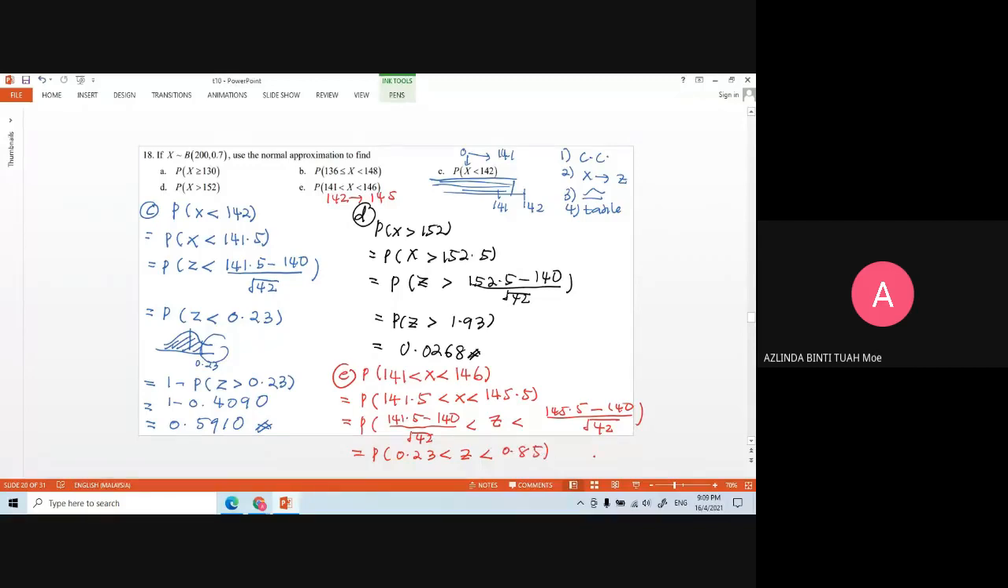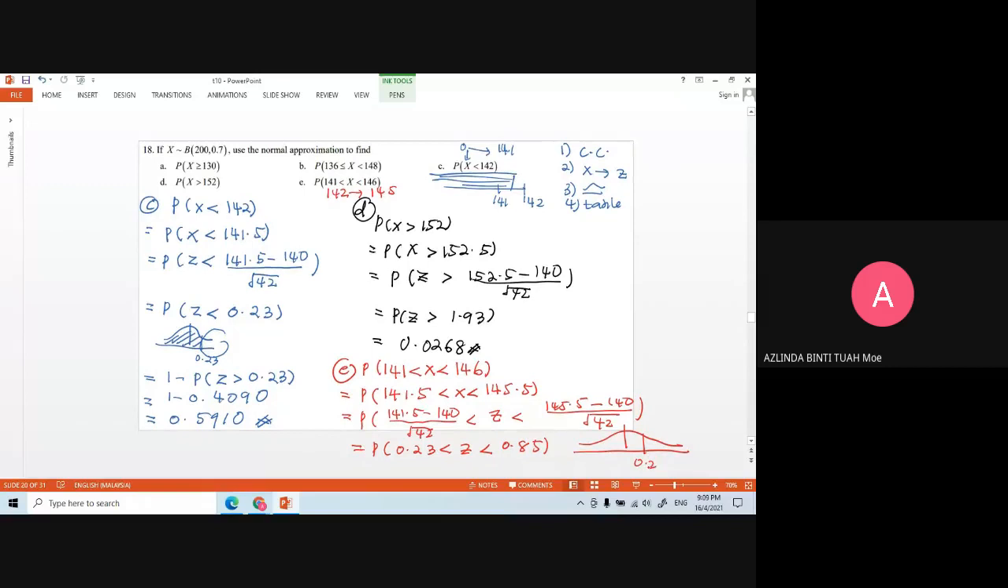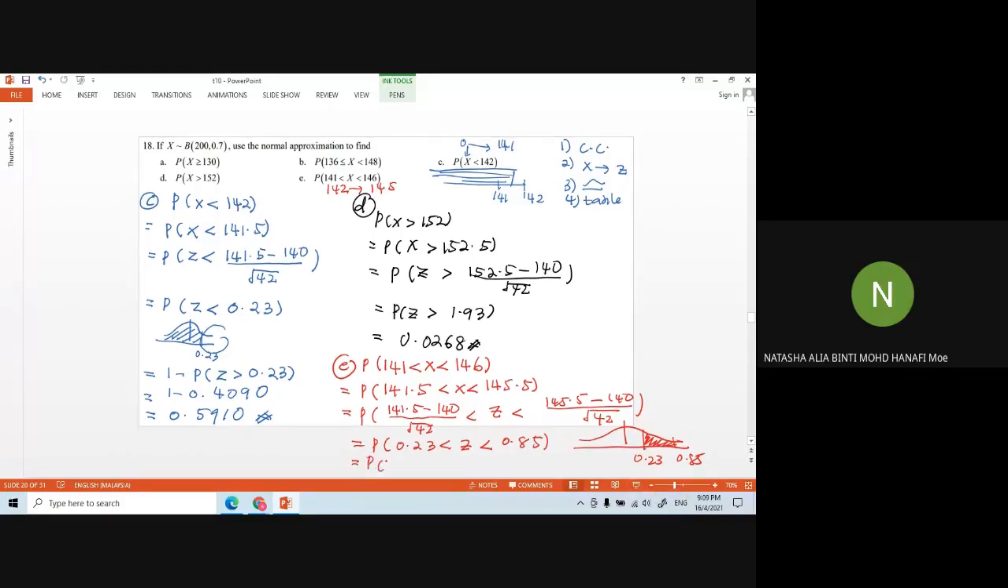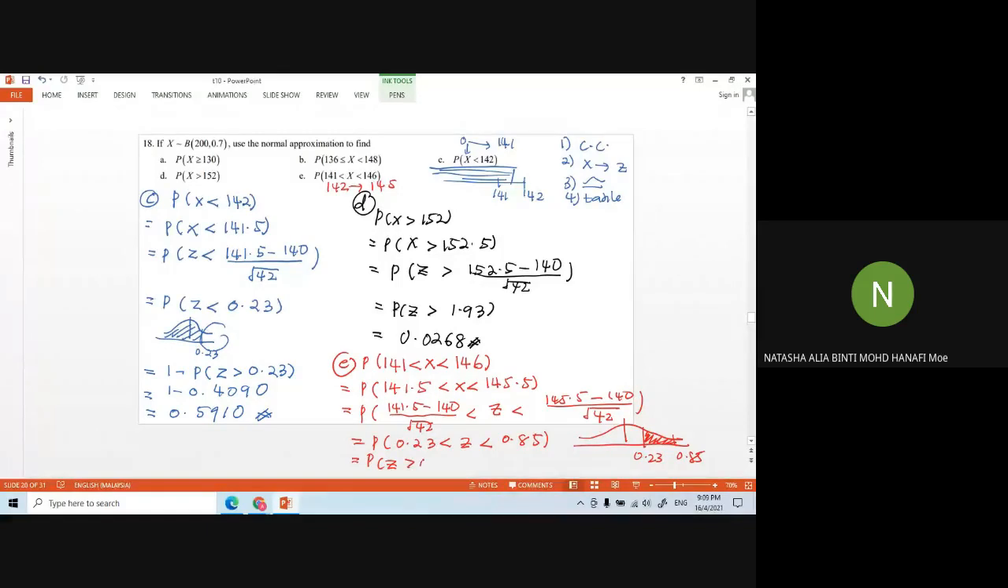Okay. Next, we draw the bell shape. Both of them are on the right hand side, 0.23 and 0.85 in the middle here. So it is P minus P. Okay, proceed. P(Z greater than 0.23) minus P(Z greater than 0.85).